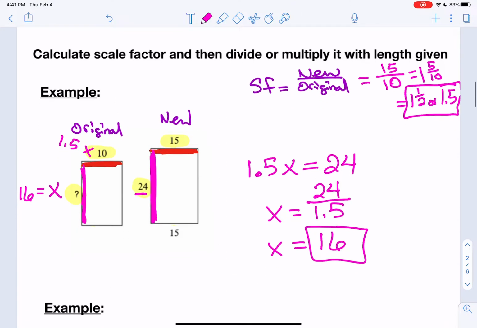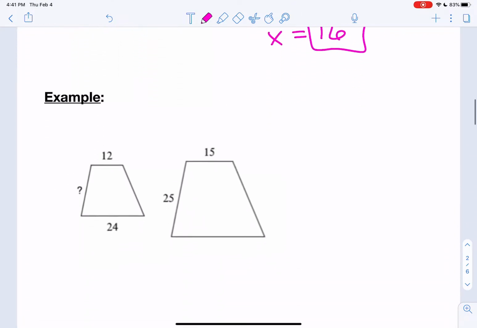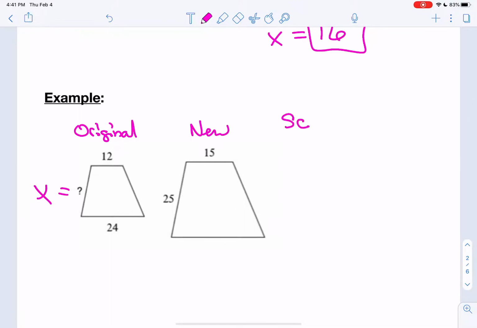Okay. Now, let's take a look at another one. Here we have 12 and 15, right? And then x and 25. So this is going to be our x again. This is our original because it's the first one. And here is the new. We remember that scale factor equals new over original. So now we've got to figure out what sides we can work with.